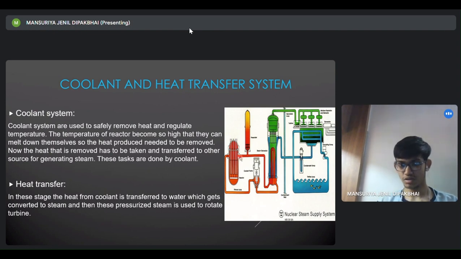Here we can see this is the nuclear reactor. Coolant will enter from here, leave from here, and will go in this chamber where there is water. This coolant will then cool down and the heat will be transferred to water. This is the heat transfer system. Here the energy from the coolant is transferred to water, which converts water to steam. This steam will run turbines and then it will again get cooled down by another source of water. This condensed steam will again get into the heat transfer system and get reused.